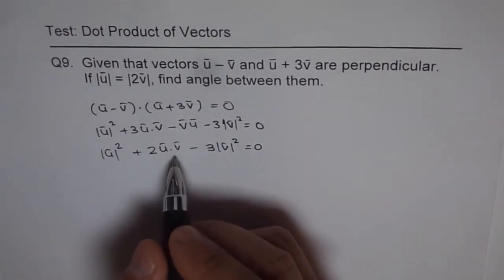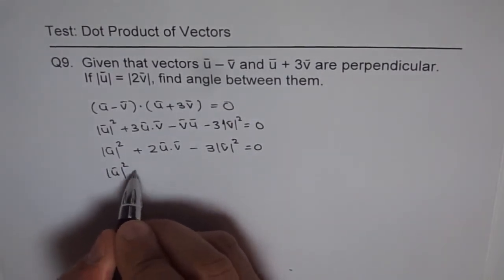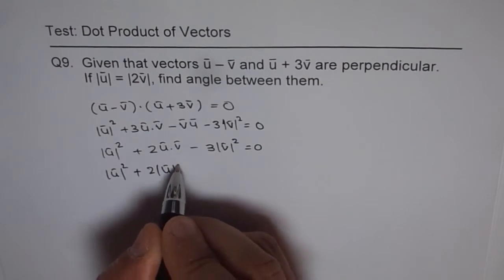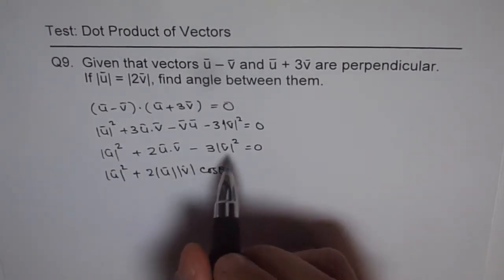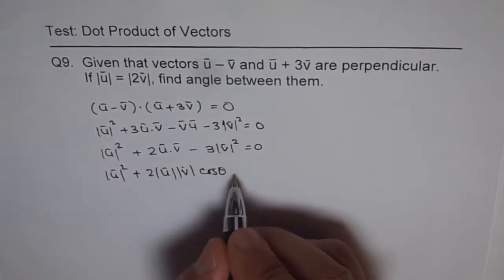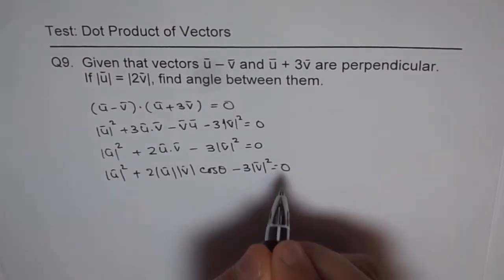Now what is u dot v? That is magnitude of u times magnitude of v times cos theta, right? So we'll write that now. Plus 2 times magnitude of u, magnitude of v, cos of theta, which is the angle between them, which is what we want to find, minus 3 magnitude of v square equals 0.